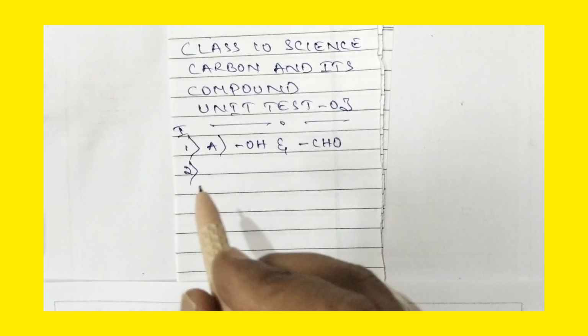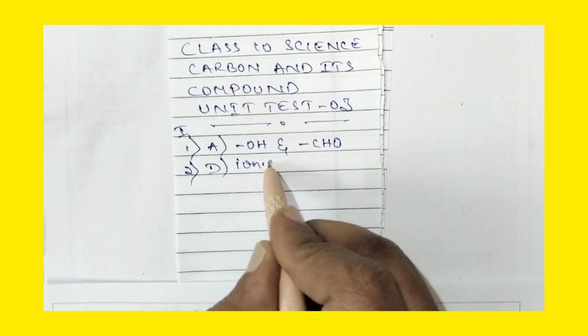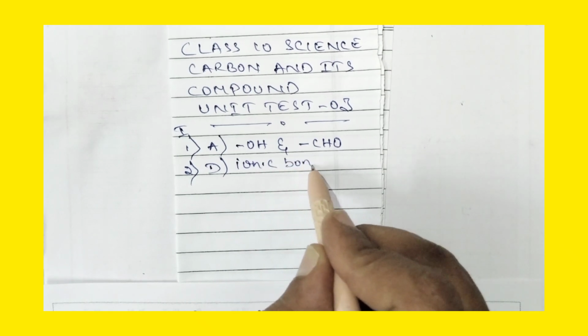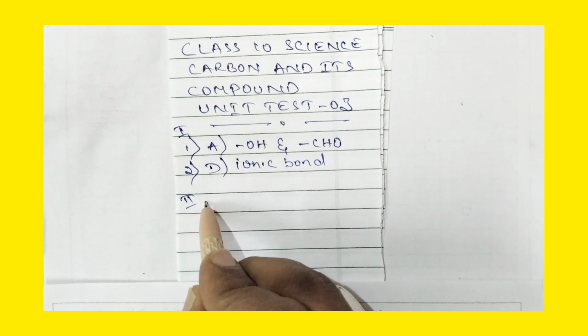So for the second question, the right option is option D, that is ionic bond. It is the bond formed due to transfer of electrons from metals to non-metals.